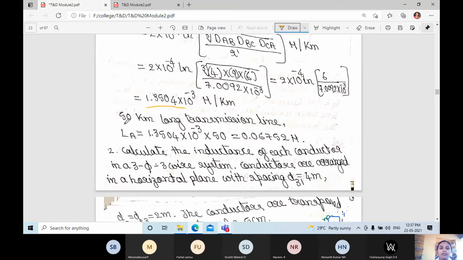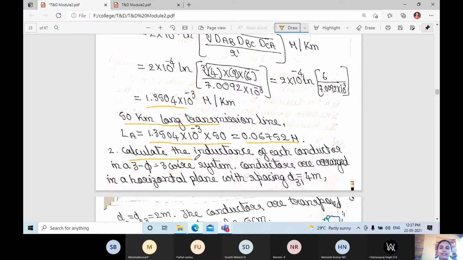They have given a 50 kilometer long transmission line. So when you multiply, 1.3504 into 10 to the power of minus 3 into 50, you will get 0.06752 Henry. That is the inductance.